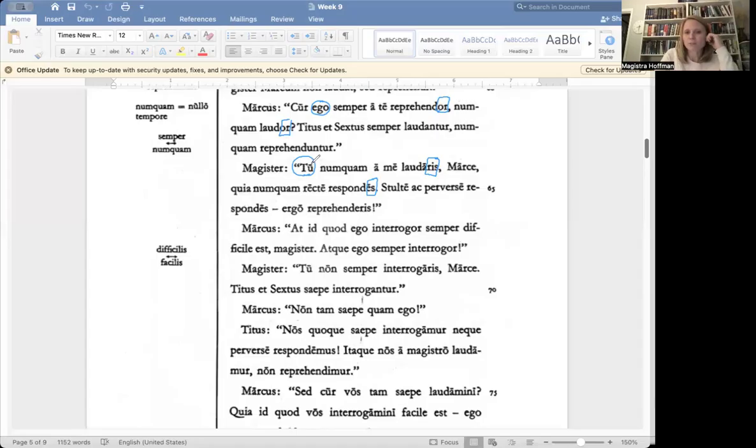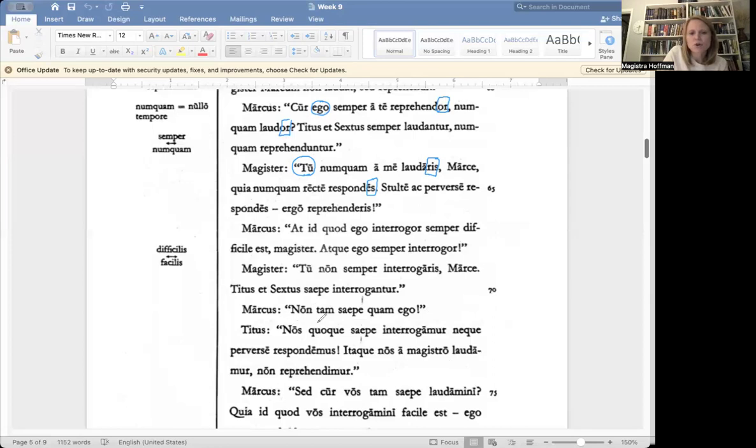Just to point this out, flagging this for you: you have a different change of person here. So the teacher is saying, you, there's this first you. Now here's the second one. You are never being praised by me, Marcus, because you never respond correctly. Okay. And you can keep reading this, but I want to just do one more. Actually, maybe two. We'll go down to here, this line 72.